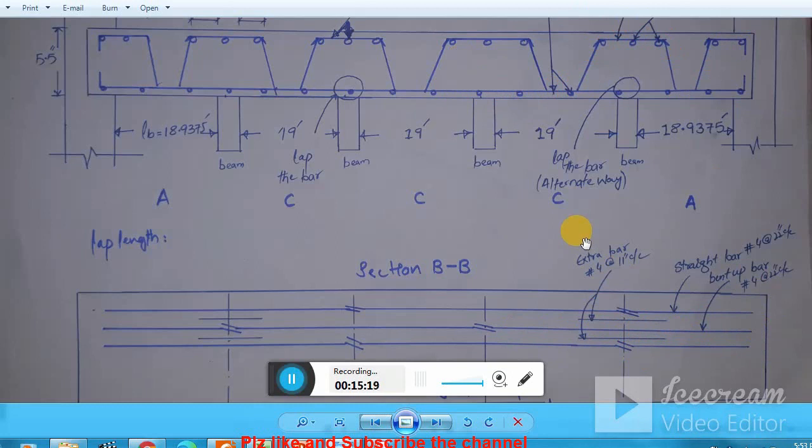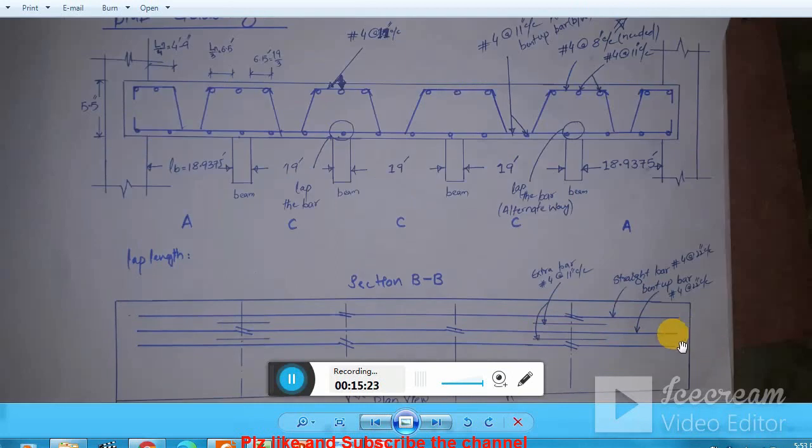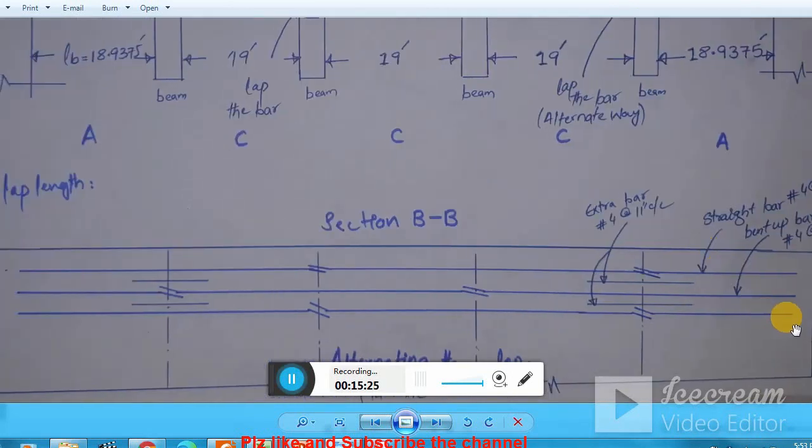Similarly, the next bar is straight, and the bars are bent. Remember, in the first position they are bent here, and now they are bent here. So here we alternate the bar.